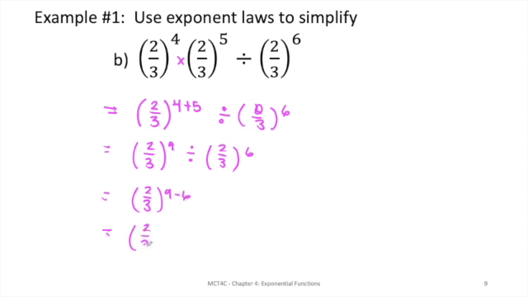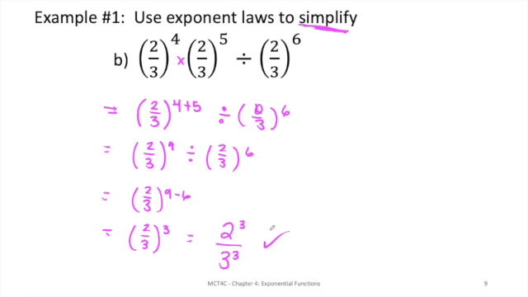You're going to get 2 over 3 to the 3. Okay, and this is okay because it asks you to simplify and not evaluate. The only other thing you could do is go 2 to the 3 all over 3 to the 3, and then just leave it like that. You do not need to evaluate, so you don't need to put 8 over 27 there. You can stop at that step because it just says to simplify.